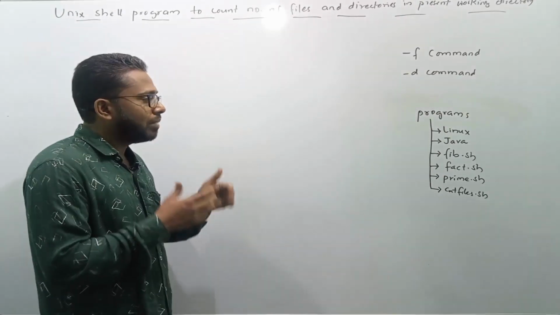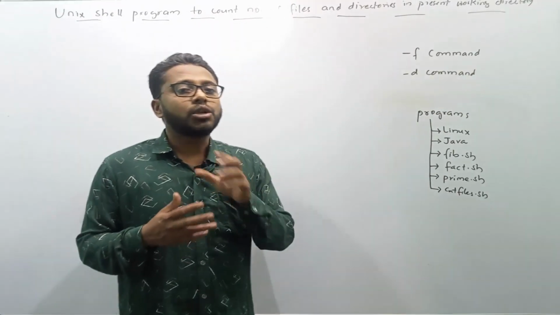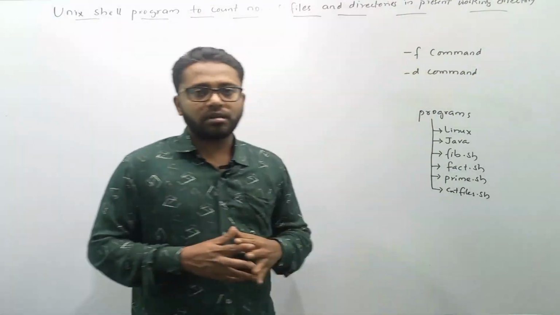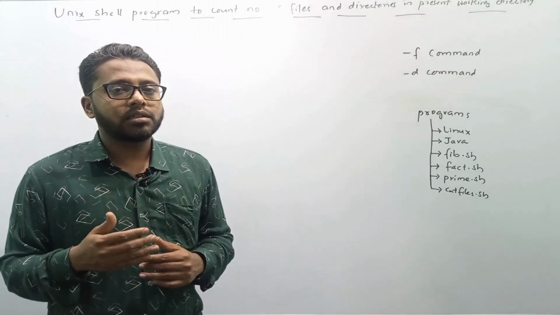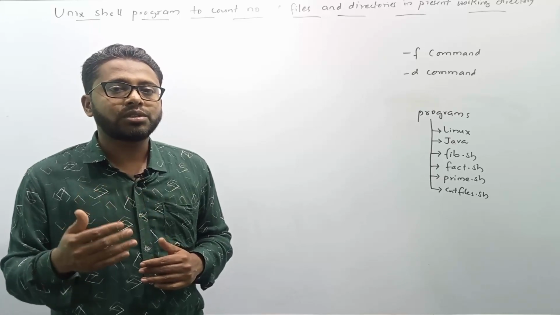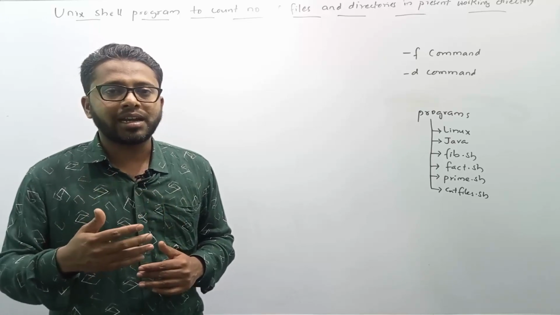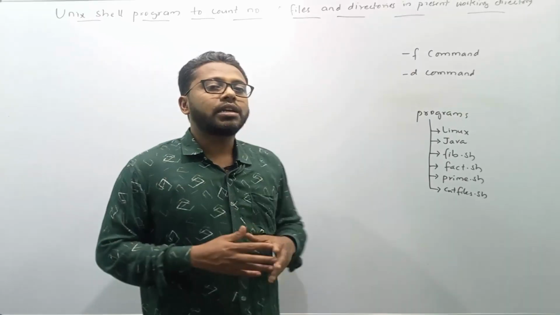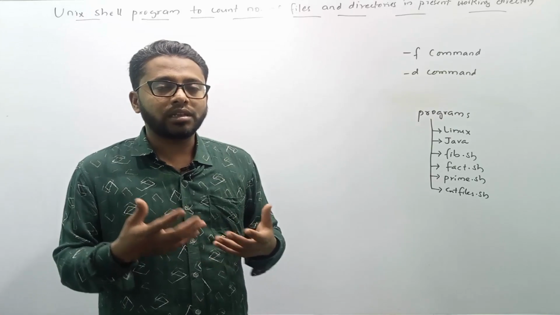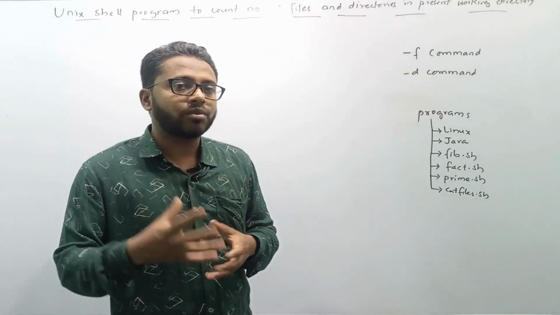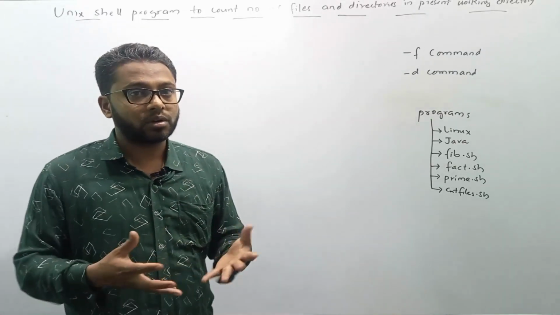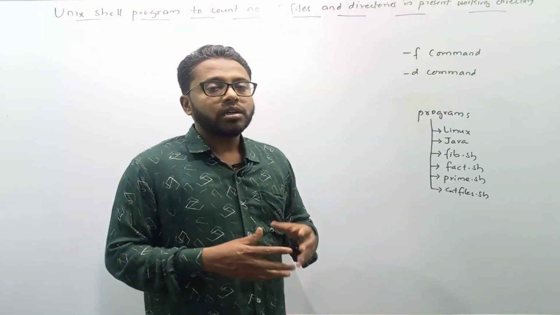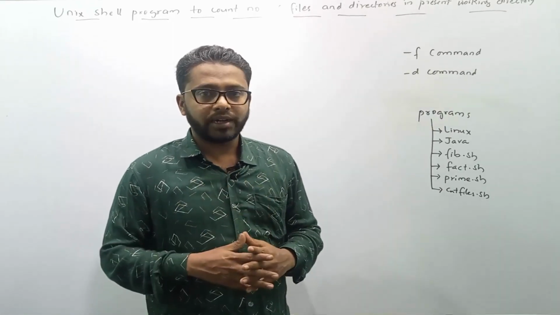Okay, so to make the count we need two commands, and those commands are the -f command and the -d command. The -f command decides whether the resource which we are looking at in the present working directory is a regular file, and the -d command helps us decide whether the resource which we are looking at in the present working directory is a directory or not. So we will be using these two commands to make a count of directories and files.